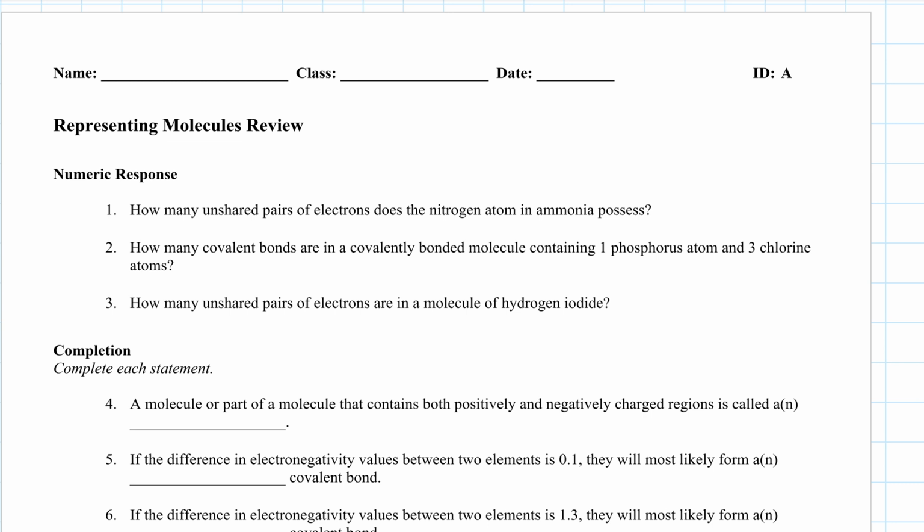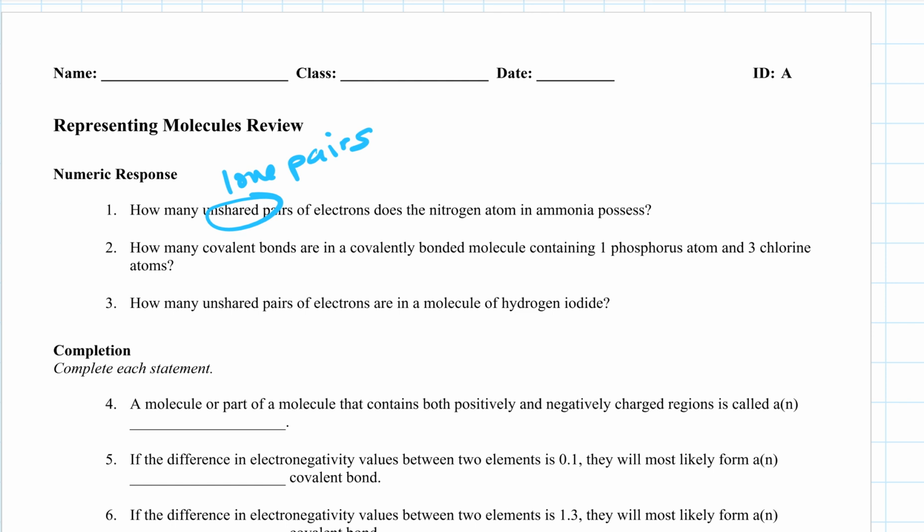All right, the first three problems here ask for a numeric response. So you're going to have to figure out how many electrons or bonds are involved in each of these molecules. All right, so number one, how many unshared pairs of electrons does the nitrogen atom in ammonia possess? So unshared pairs, well, that's another word for lone pairs.